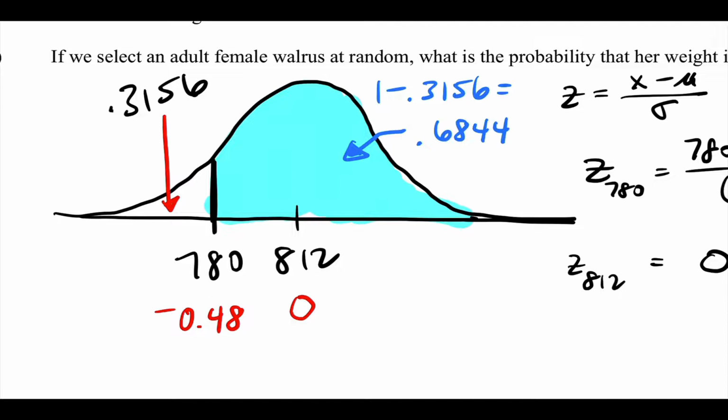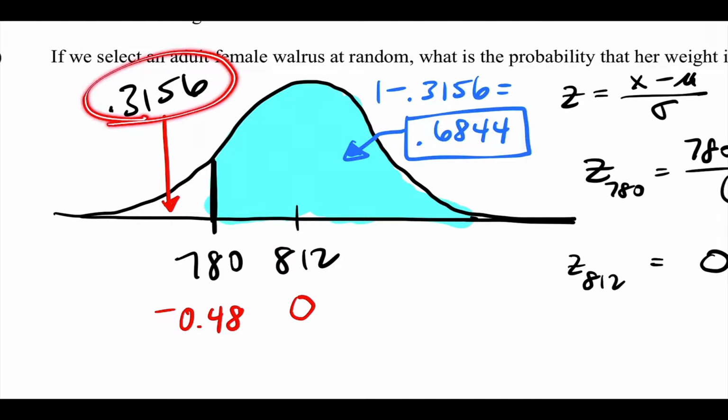0.6844. That's the one I want. Okay? Be careful, because on a multiple choice test, 0.6844 will definitely be on there. But which other one will be on there too? This guy too, right? So if you don't remember, it starts from the left.